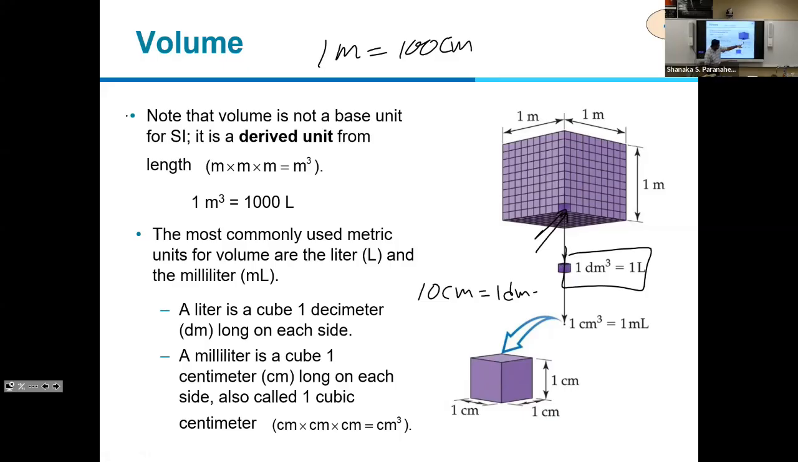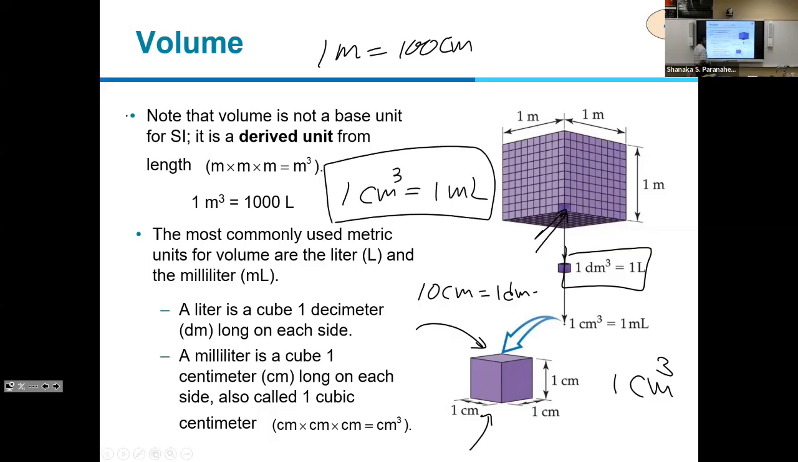Again, if we divide this 1 decimeter cube into 10, which means 1 centimeter on one side, this is going to be a very small cube. This cube is 1 cubic centimeter. So 1 cubic centimeter volume is equal to 1 milliliter. Some of you may have used this in the clinical setting. Cubic centimeter is sometimes written like this, or sometimes written as cc.